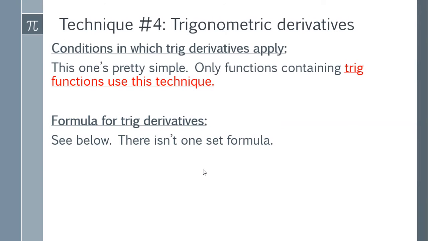So we're going to look at trigonometric derivatives. Conditions in which trig derivatives apply? Well, only functions containing trig functions use this technique. And what is the formula? Well, there isn't one set formula. We kind of have to prove each one individually. And like I said, we're not going to go through any long proofs today that you have to memorize or understand necessarily.